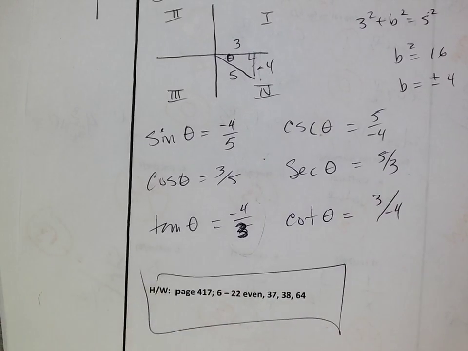Here's the homework. 417, 6 to 22 even, 37, 38, and 64, okay?